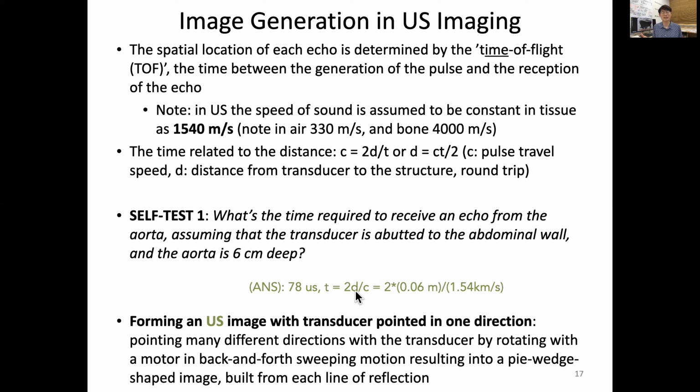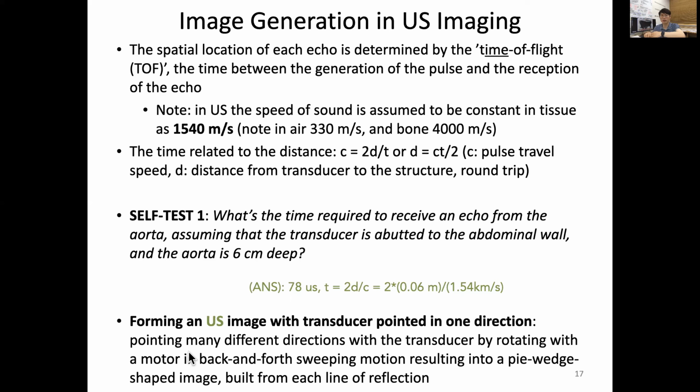In electronics, usually we can detect on the order of nanoseconds, and this tens of microseconds is nothing. It's so easy to detect this microsecond. So that's why we can do very fast processing and real-time update of our ultrasonic images. However, we are discussing only one direction, one line of signals. So forming an ultrasound image with the transducer pointed in one direction will give us only one line of tissue structure.